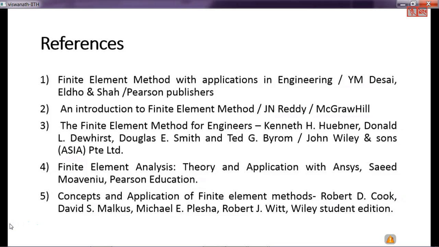There are even advanced books like Zienkiewicz, Bathe, and other books by other authors, Hughes and others.